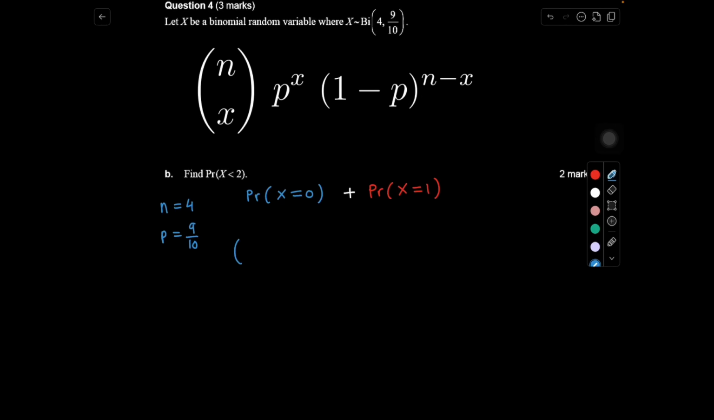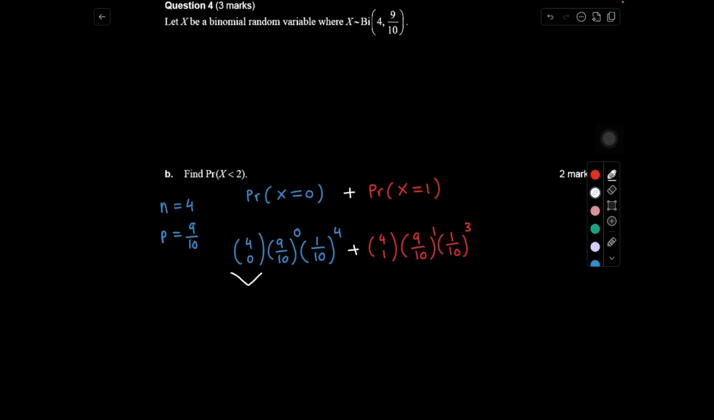So plugging our numbers in, we have n, our x is 0, our probability is 9 on 10 to the power of x, and then 1 minus 9 on 10 is 1 on 10, and then 4 minus 0 is just 4. And then let's do the other part as well. So that's 4 choose 1, 9 on 10 to the power of 1, and then 1 on 10 to the power of 3. Cool.